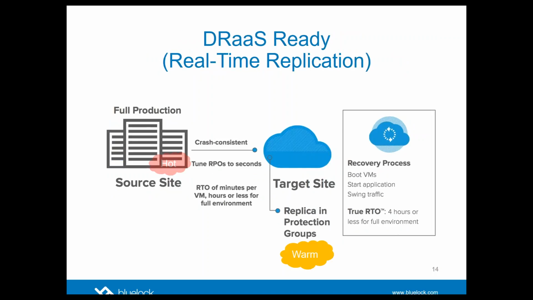The other model we have is the hot and warm model. So this is Bluelock Ready, and what it means is you've got a fully running production site here. You're replicating data typically at the hypervisor level or somewhere underneath the application. It could be an agent inside of the operating system, but it's moving data over to a system that is just storage. It's literally just keeping a replica of that application or that virtual machine. There's no CPU, there's no RAM, there's no software licenses, there's nothing assigned to it.